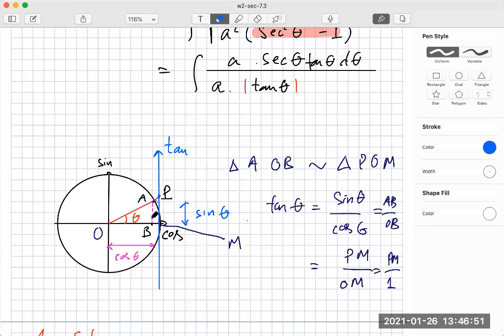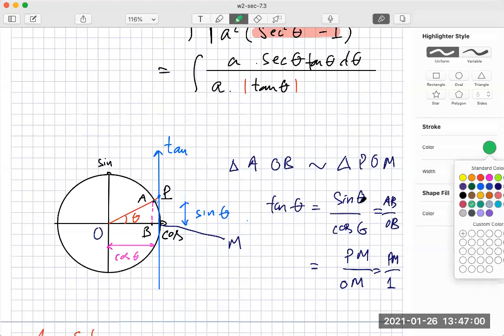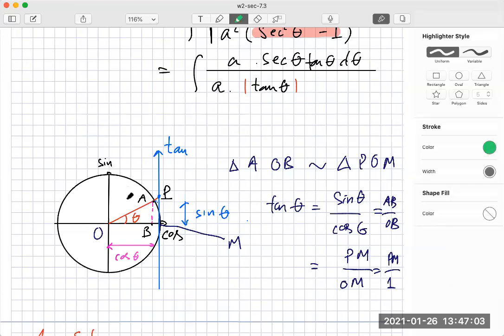And here, this is the positive direction. Therefore, in the first quadrant and the third quadrant, we connect any angle here, it will cut the tan axis in the positive direction, right? So tan is positive in the first and the third quadrant. Similarly, tan will be negative if the angle is in the second or the fourth quadrant. Okay? I hope it reminds you of some knowledge about trigonometry.